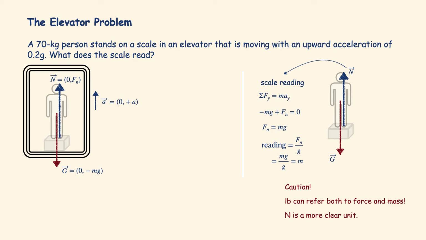The solution is identical. We start with Newton's second law, or specifically with the relationship for the y components. We're going to have minus mg plus Fn has to be equal to m times the y component of the acceleration, which in this case for upward acceleration is going to be plus ma. So immediately I see the difference. The normal force, or the force that accounts for the interaction between the feet and the scale, is not going to be equal to mg as before, but is going to be mg plus ma.